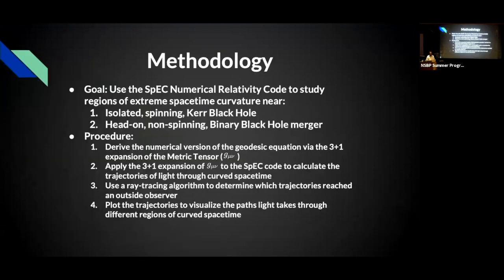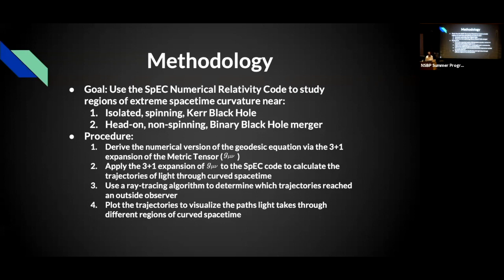So just to run through the methodology real quick before I start talking about the more theoretical and conceptual motivations behind my project. The overall goal of the project this summer was to use a portion of the SpEC Numerical General Relativity Code to study the geometry of regions of extreme space-time curvature near two types of compact objects. The first case is an isolated spinning Kerr black hole, and the second case is a non-spinning binary black hole merging event between two Kerr black holes.